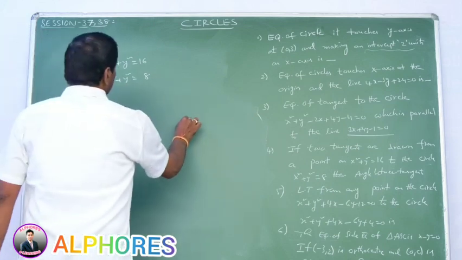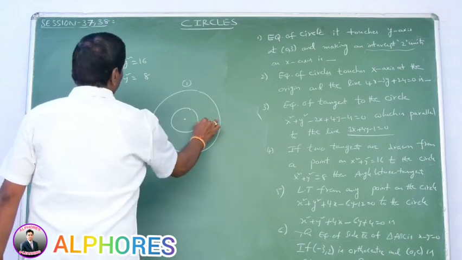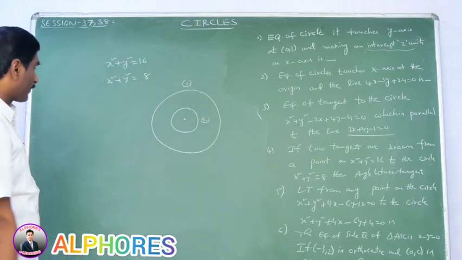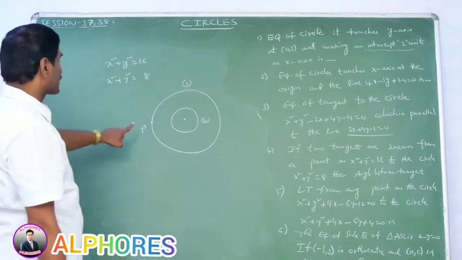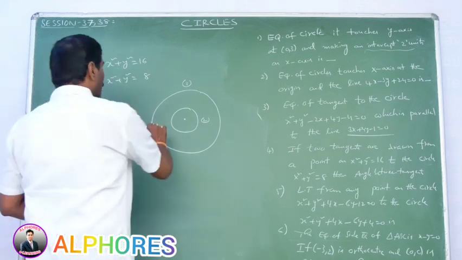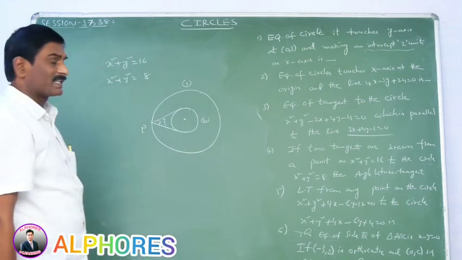That means these two circles are concentric. It is the first circle, it is the second circle. Let P be any point on the circle. Two tangents are drawn from any point on this circle to the second circle. Now we find this angle. The required angle is this value.